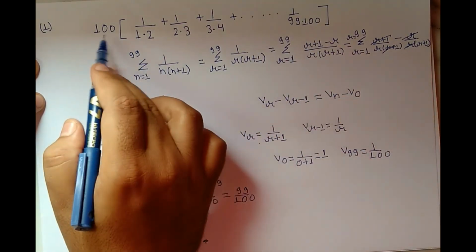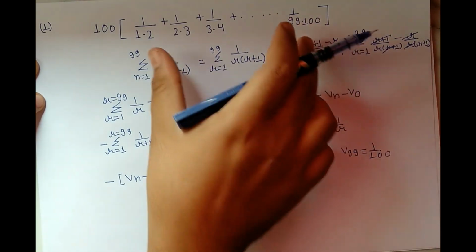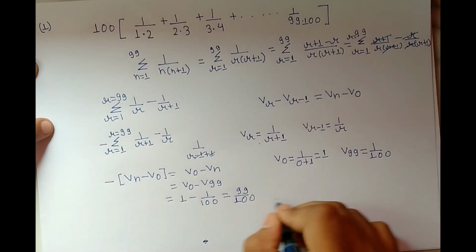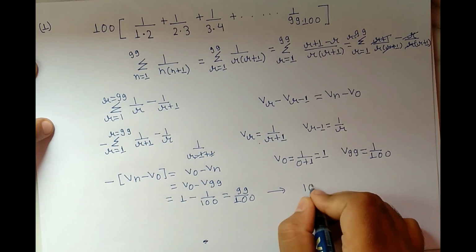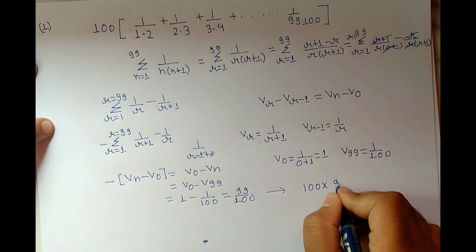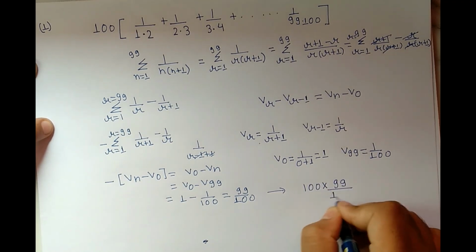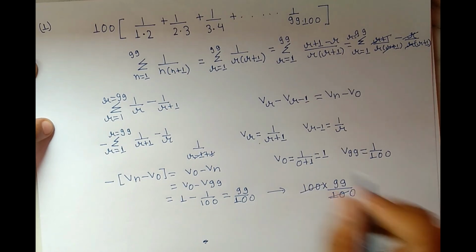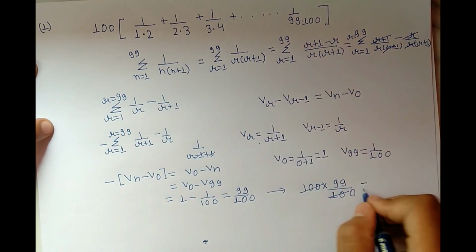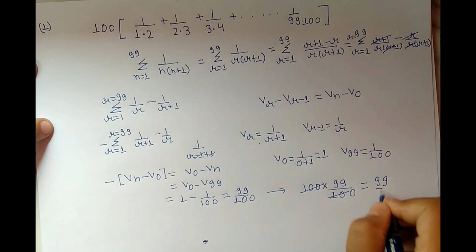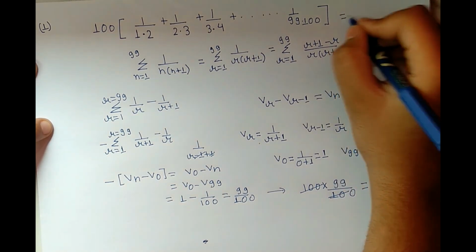After that we have 100 multiplied by the sum of this series. So we'll get 100 into 99 divided by 100. So the answer to this question is 99.